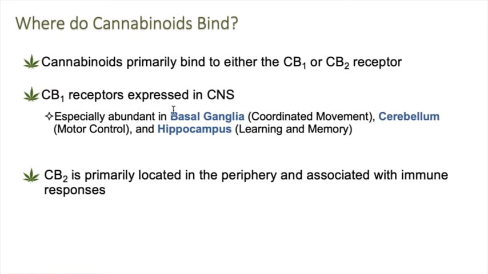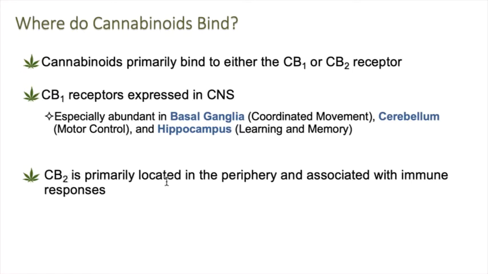They are especially abundant in the basal ganglia, a collection of brain areas that are involved in coordinated movement, the cerebellum, which is also involved in motor control, and the hippocampus, which is involved in learning and memory. And if you go back to the video on pharmacokinetics, you can see this heavy expression within the PET scan that looked at downregulation of receptors in response to heavy cannabis use.